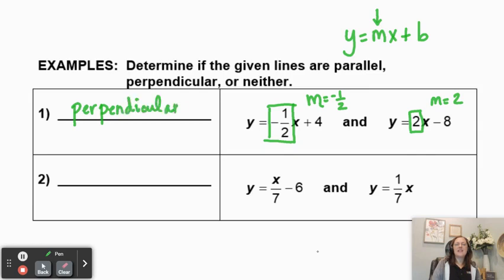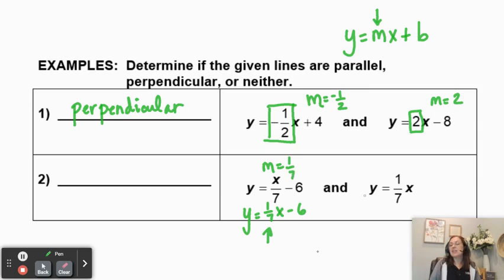Okay, let's look at our second example. y equals x over 7 minus 6. Ooh, that's tricky, because you have to think, if it's x over 7, what's the number in front of x? Well, dividing by 7 is the same thing as multiplying by 1/7. Let me say that again. Dividing by 7 is the same thing as multiplying by 1/7. So you can see our slope here is 1/7.